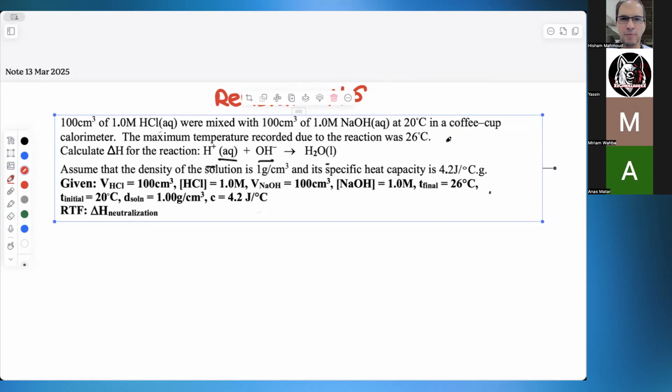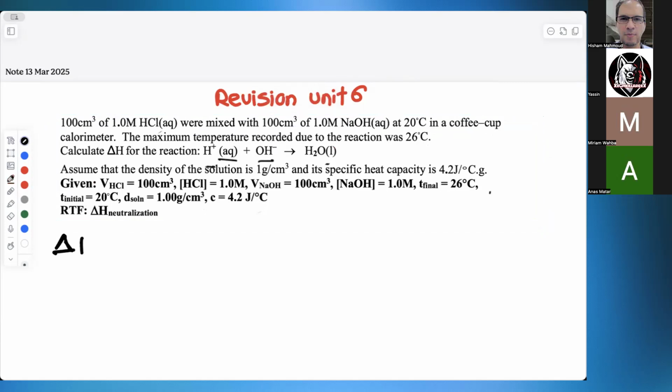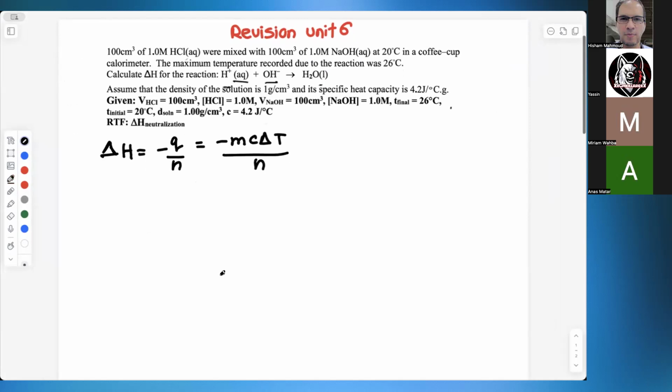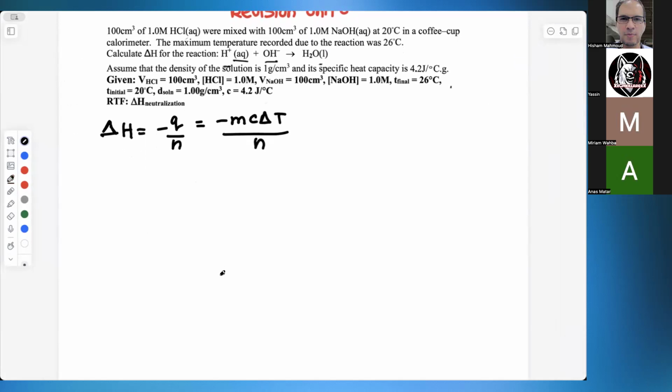So I need to find the delta H, and the delta H is equal to the change in Q over the number of moles. So the Q is equal to MC delta T, that's the mass of the substance, the specific heat capacity, and the delta T, divided by the number of moles. So before answering the question, let's remember together that we have many types of chemical reactions.